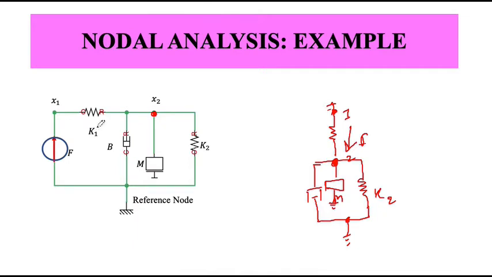So we just draw some kind of circuit diagram over here. I have a reference, a force, x1 and x2 are my two nodes, and all these are the same things. This is also x2, this is also x2. This is my reference. So I have a force, I have a spring K1, the mass element, the second spring, and the damping element. So I will just clear it once.